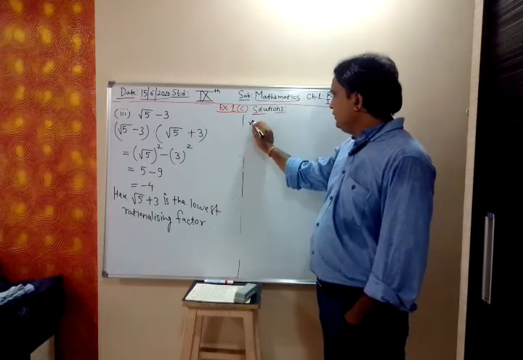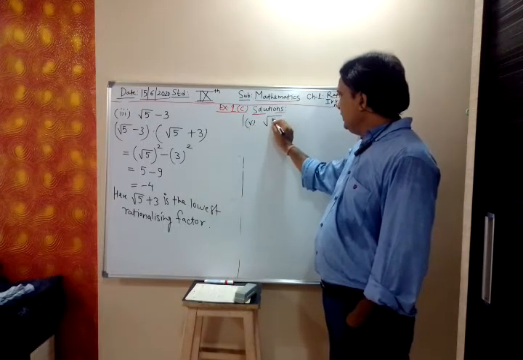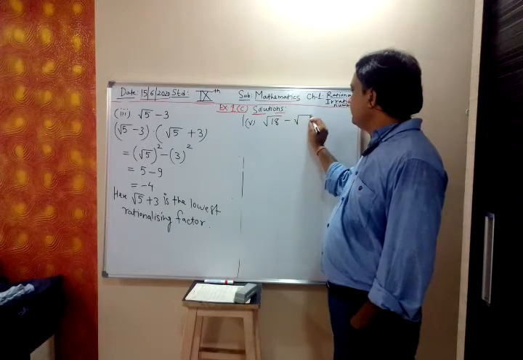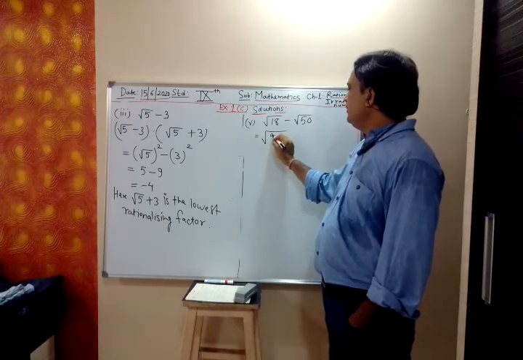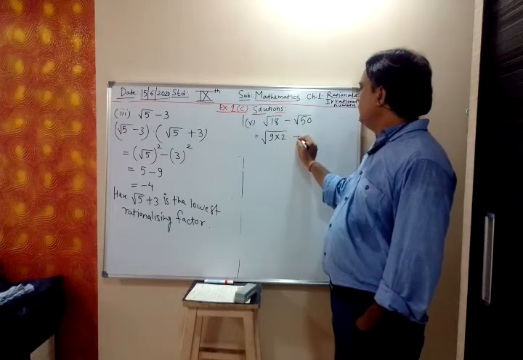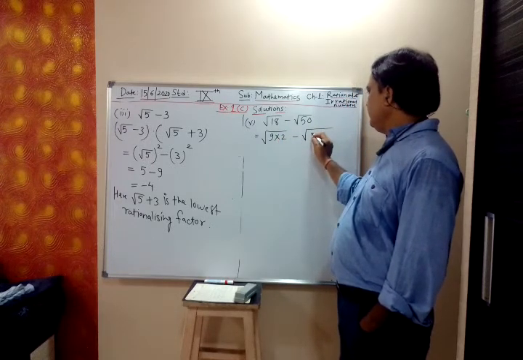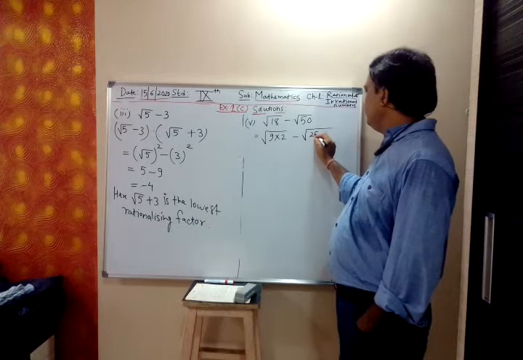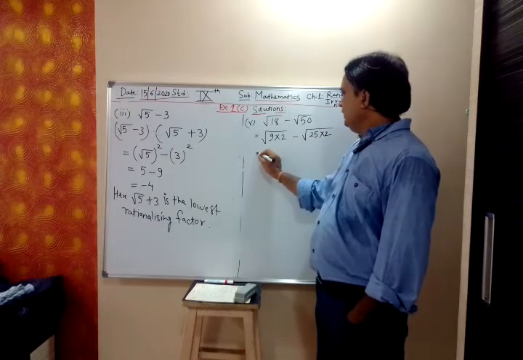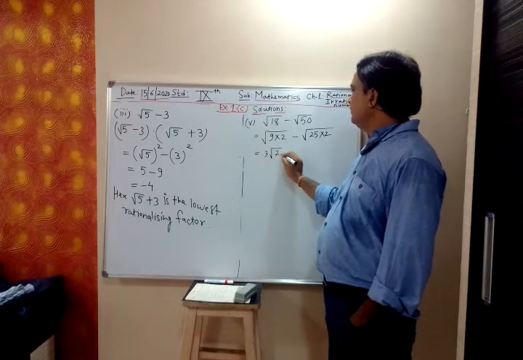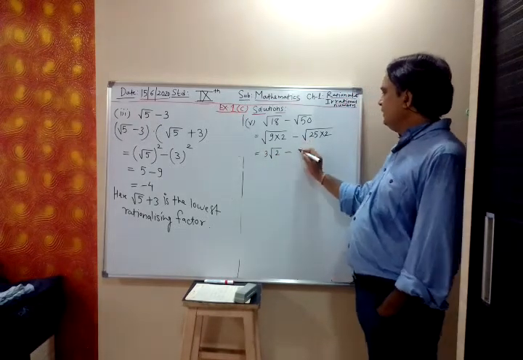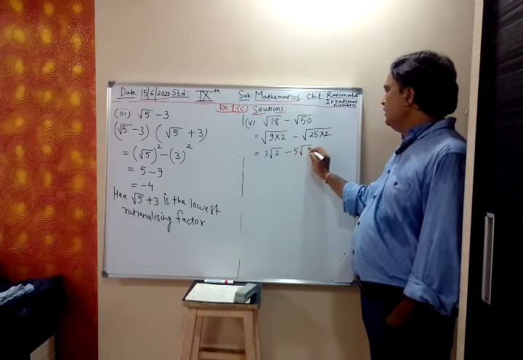Now let me solve the fifth one. Root 18 minus root 50. 18 I can write as 9 into 2. 50 I can write as 25 into 2. Now this 9 I can take outside the square root. It becomes 3 root 2. 25 becomes minus 5 root 2.